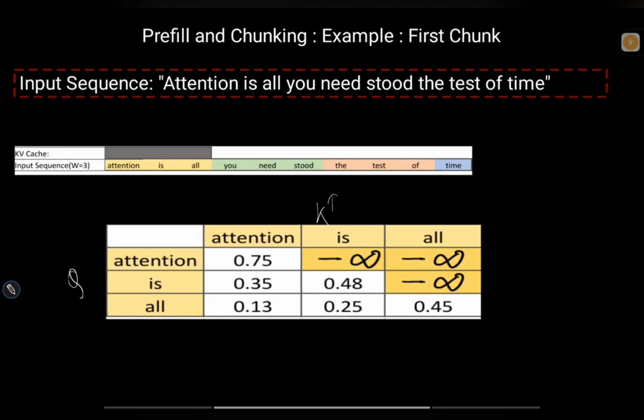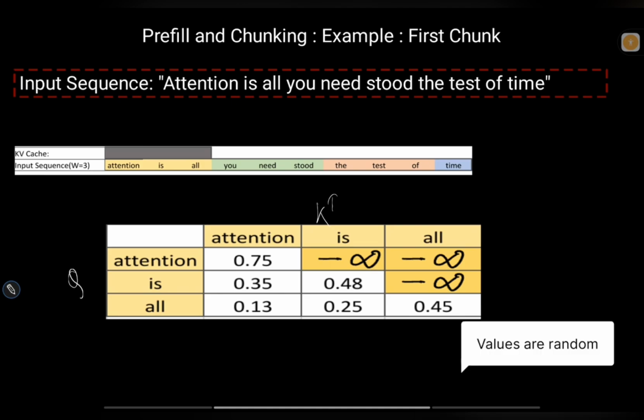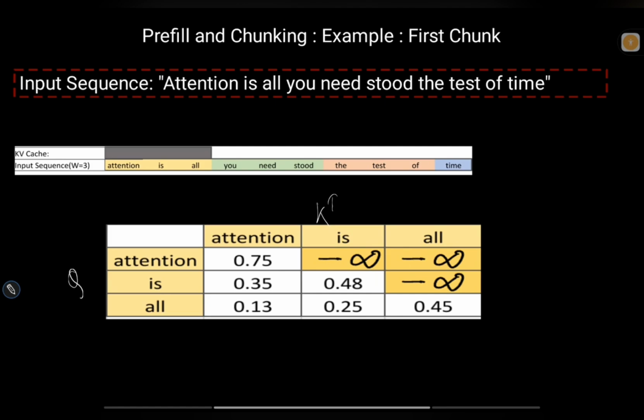So we will calculate this attention matrix. The first window or first chunk, which is "attention is all", will be fed to the query and the key matrices, and with that we will create the attention matrix, which is Q multiplied by K transpose. We will also apply the mask related to causal masking. This is the first step, and now we can fill the KV cache with the output of this operation.